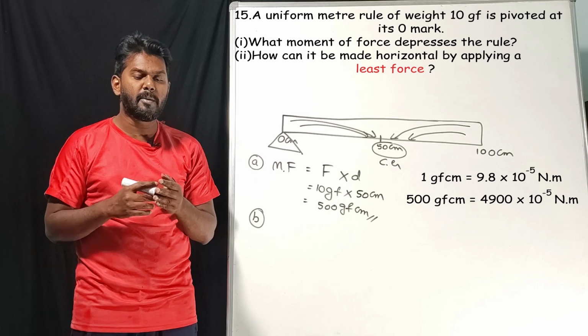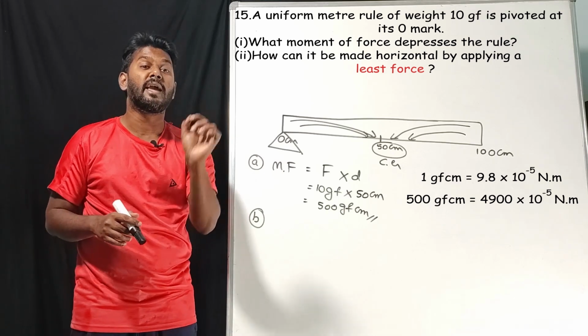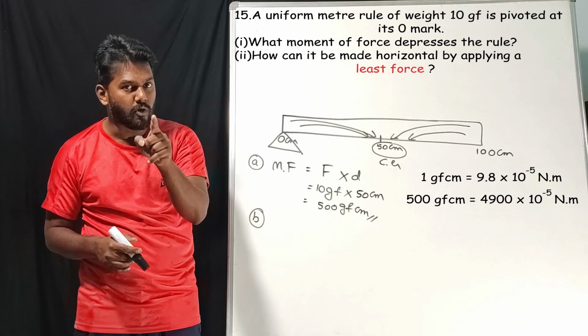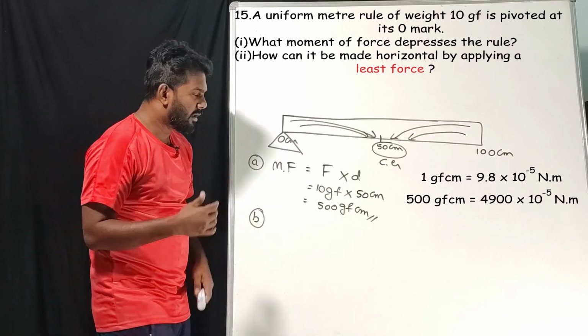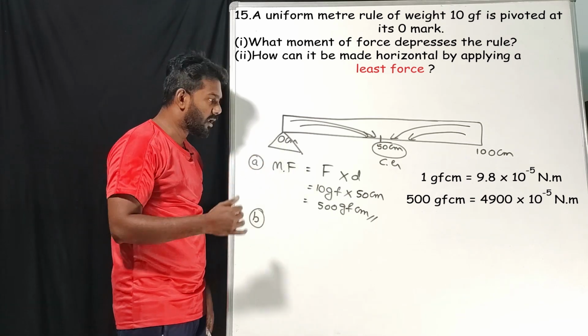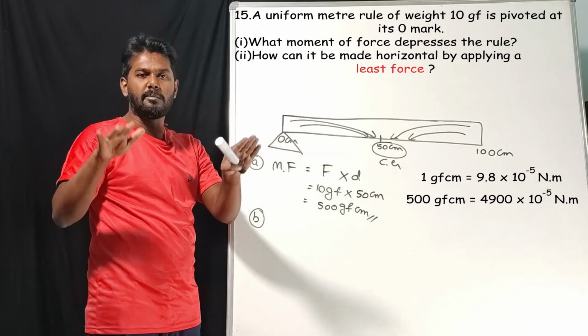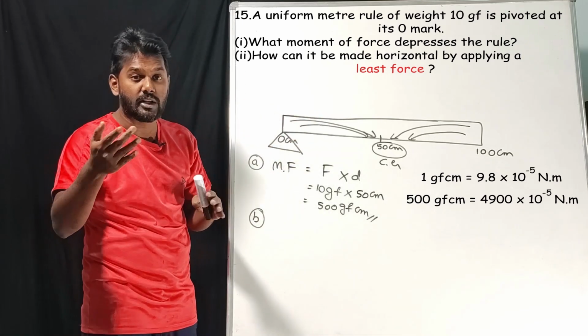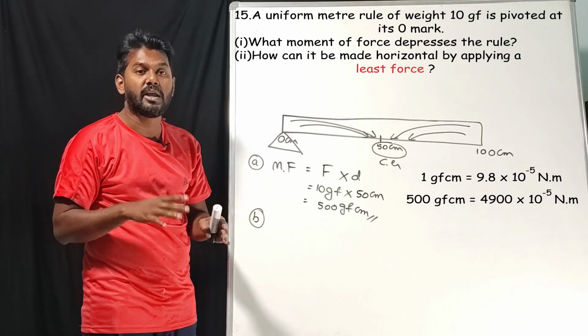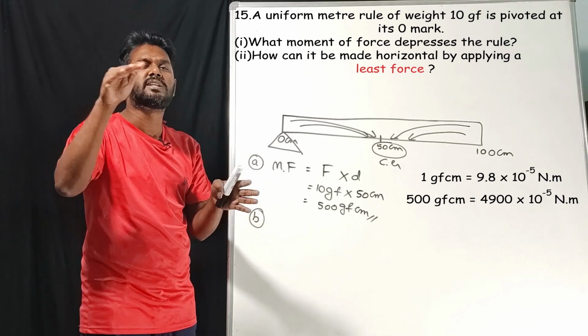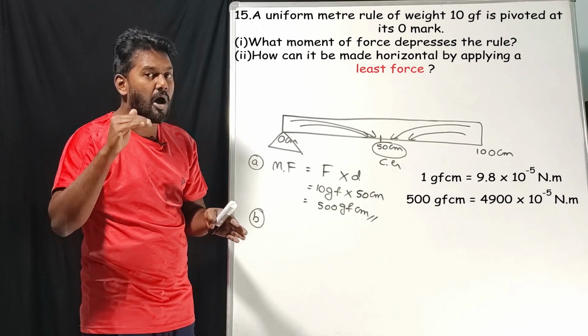How can it be made horizontal by applying a least force? Least force is the keyword. You have to focus on that word. Now we have to understand this question. In order to balance it, you should know what is balancing. Balancing, making the scale horizontal, or keeping the scale in equilibrium, all these three words are the same. So what do you mean by horizontal?